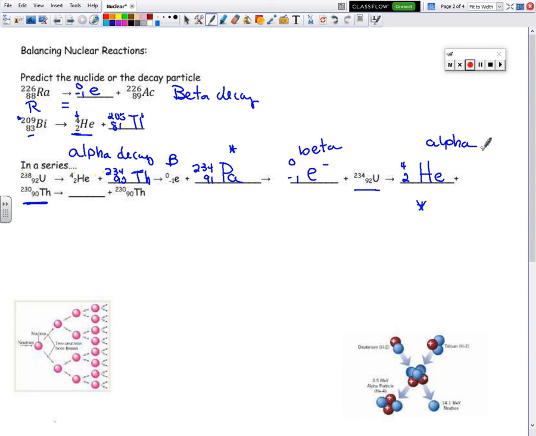Now that thorium-230 is turning into thorium-230. It's not changing at all. We have 0 change in the mass and 0 change in the charge. So we know that a gamma ray has been given off here. Gamma radiation is really high radiation. It's very energetic and very dangerous to be around. So that's a gamma ray that has come off.